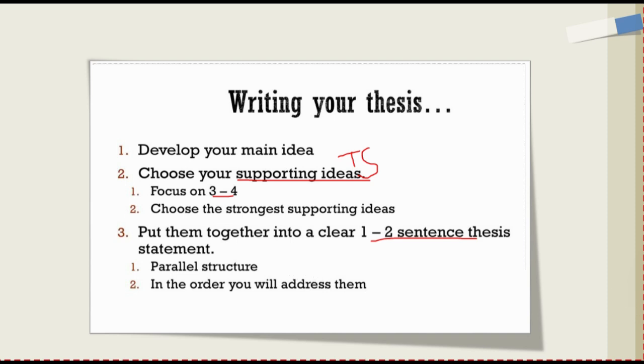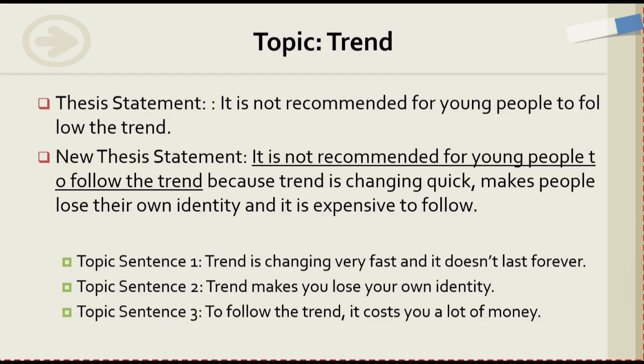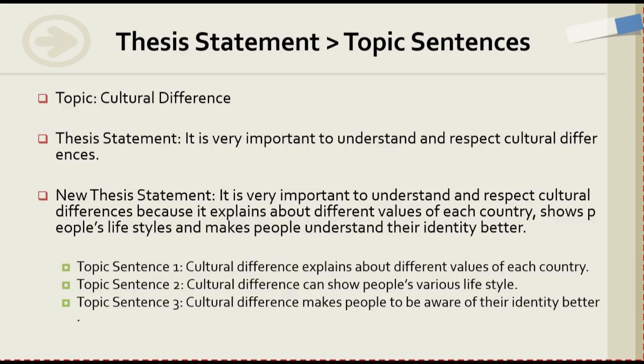Okay? So we choose our topic sentences, right? And then we add them together, combine them together. Your sentence can be usually 1, okay, because it's more clear. But if it's hard to make it into one sentence because it's too long, you can make it two sentences.